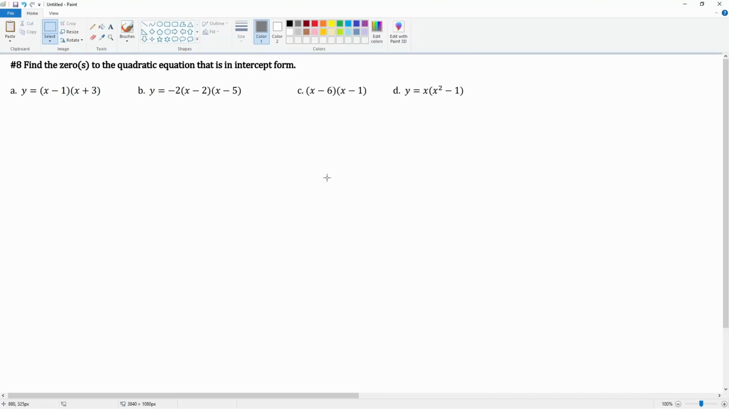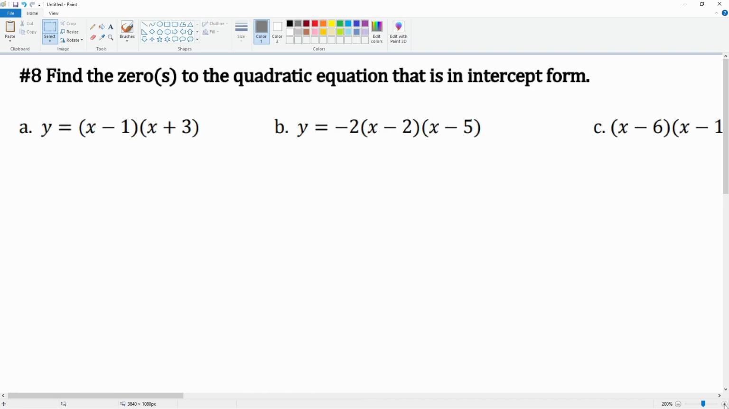Number 8, you're going to find the zero of the quadratic equation that is in intercept form. What they mean by finding the zeros is basically when the equation is equal to 0. So when does that occur? It occurs when x minus 1 is equal to 0 and when x plus 3 is also equal to 0. Now we just have to solve for it.